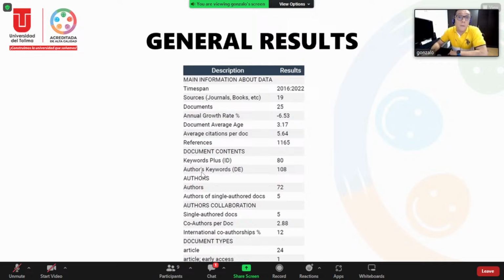And there is other information that you may use according to the objective that you have in your thesis or in your research work.